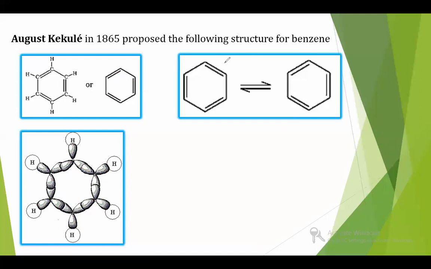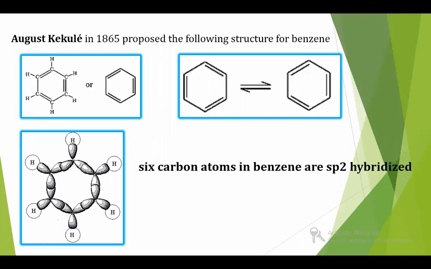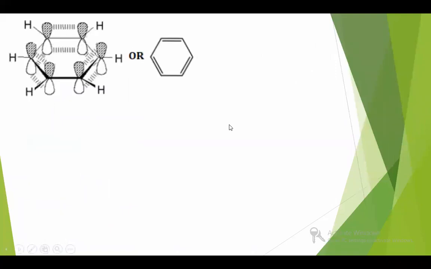Next, all six carbon atoms in the benzene ring are sp2 hybridized. Carbon-carbon sp2 hybridization has a bond angle of 120 degrees with each other, and these are in trigonal planar structure. Each is a trigonal planar structure, but they are all connected with each other. This structure was given by August Kekulé in 1865 based on experimental data.